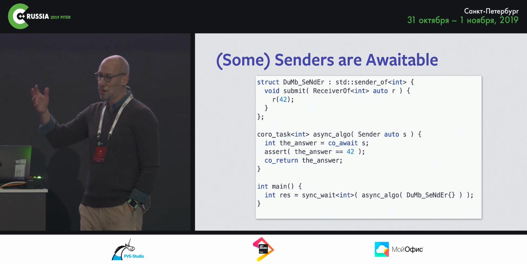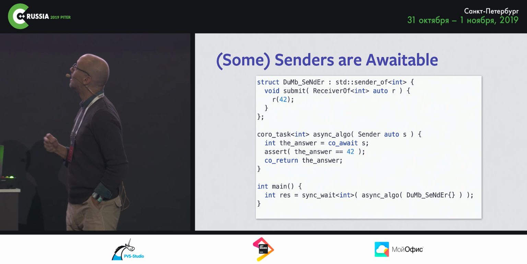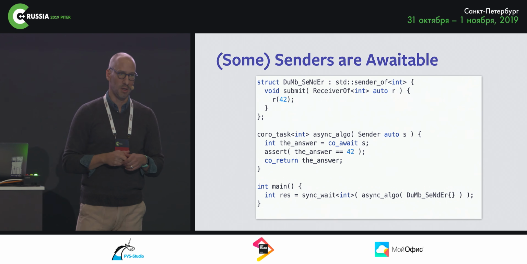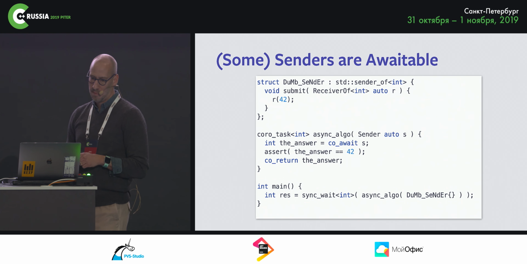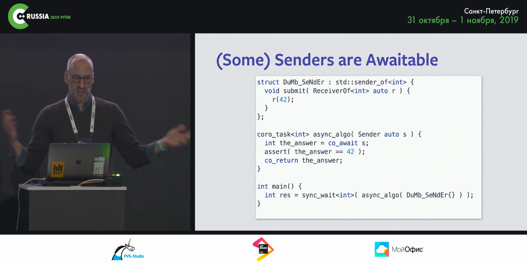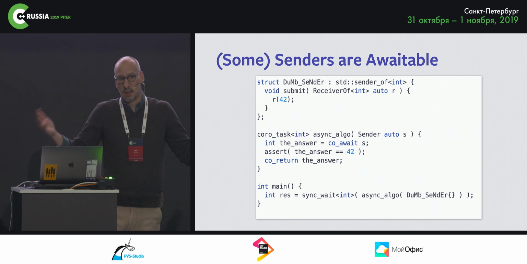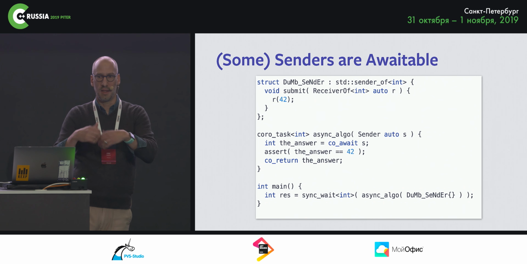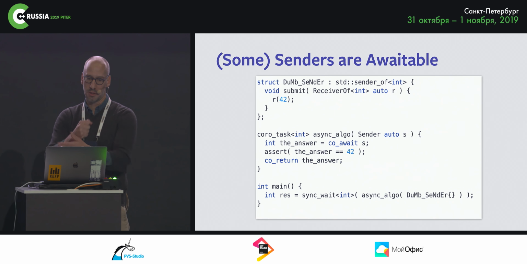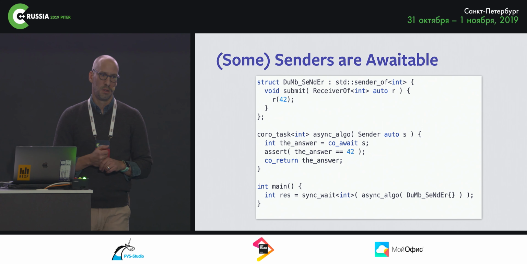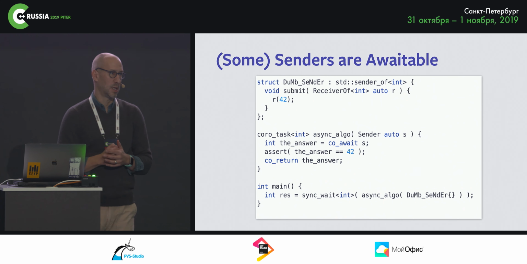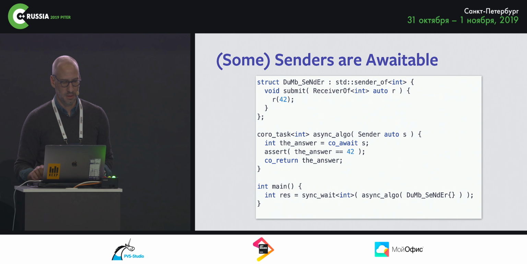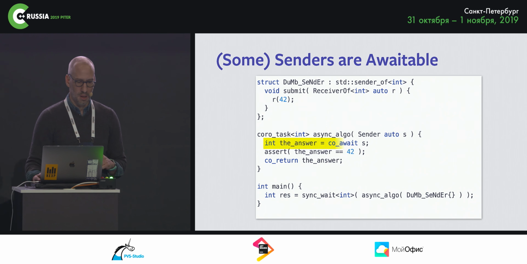So imagine we have some dumb sender, and it has a submit function, and all it does is send 42 to the receiver. And we have some asynchronous algorithm, and it accepts a sender. But it's a coroutine. No problem. I can co-await that sender in my coroutine and get the result. So I co-await it, get the result, it's 42. Because senders are awaitables, and awaitables are senders.